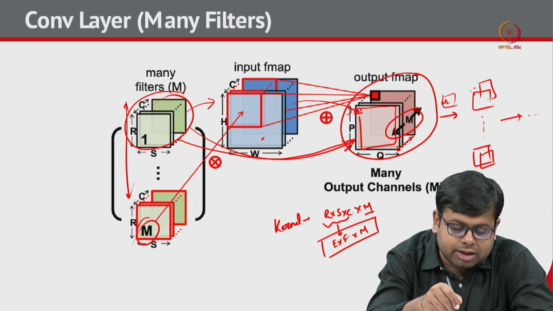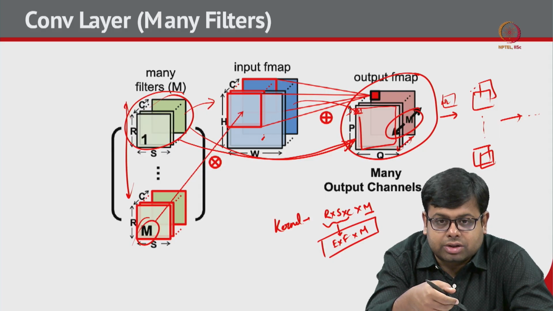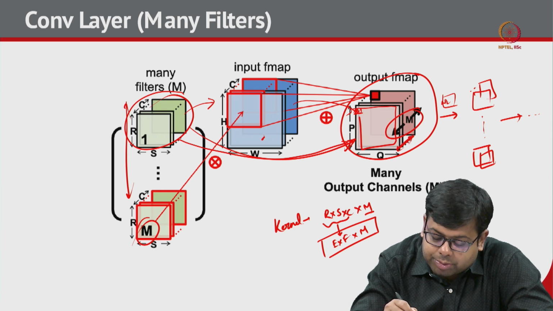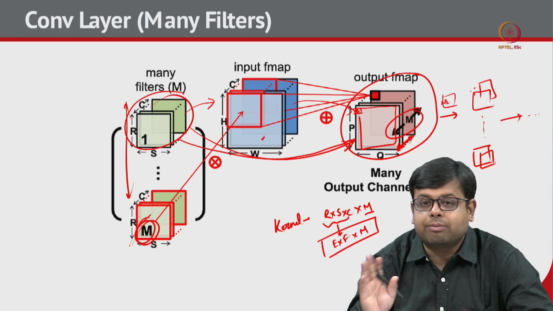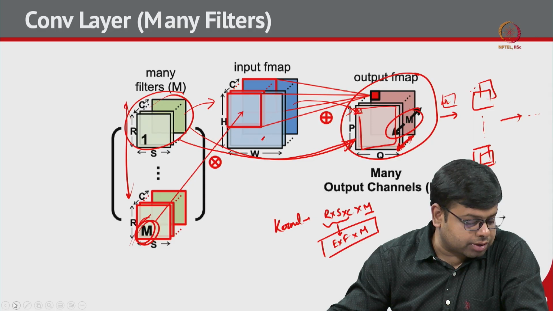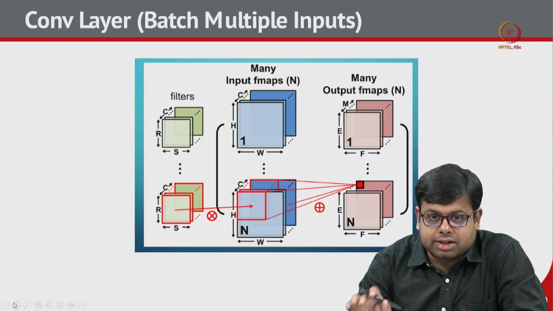We have one single input image of, let us say, height h, width w, and c number of channels. We will get an output feature map where the number of channels in the output feature map is the same as the number of kernels. This is a very important understanding which we will use many times in later segments. Again, the story does not end here.